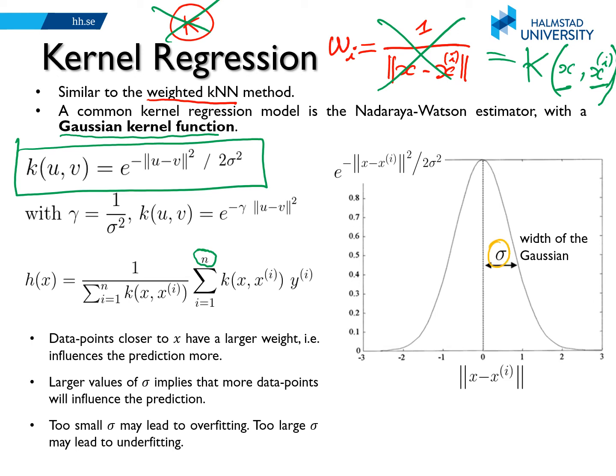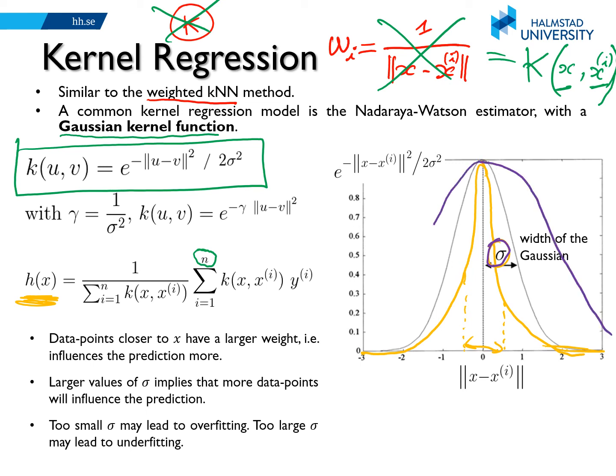Now, if you choose sigma to be very small, then you will have a very narrow function, like for example this one. And so very few data points in your training data set will have a high contribution to this prediction. And if you choose sigma to be larger, for example like this, then you will have a wider Gaussian. And most of the data points in the training data will contribute to this prediction.